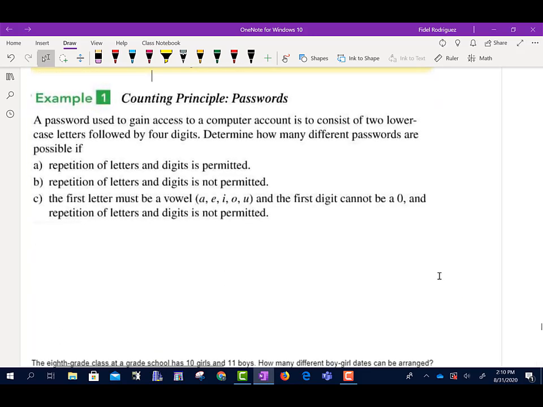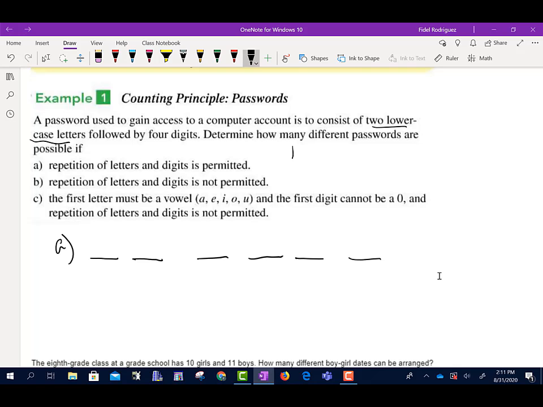Let me scroll down a little bit, and it says, a password used to gain access to a computer account is to consist of 2 lowercase letters followed by 4 digits. Determine how many passwords are possible if, and it gives us a couple of scenarios. Okay, so let's do part A. We're going to have 2 lowercase letters, this is my first letter, this is my second letter, and then 4 digits. Part A says, if repetition of letters and digits is permitted.